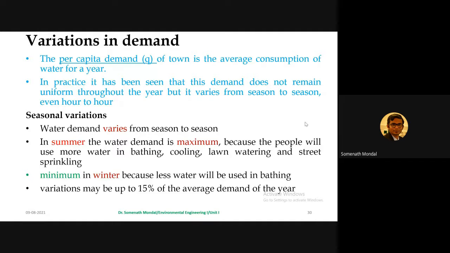So that is the way we have to understand the seasonal variation, daily variation, and hourly variation, because based on our lifestyle, all these variations in the demand get altered. Fine. So if you see here, minimum in winter, because less water will be used in bathing, and variation may be up to 15% of the average demand of the year. So that also needs to be kept in mind, that the variation can go 15% of the average, and that is why average is not always representative.